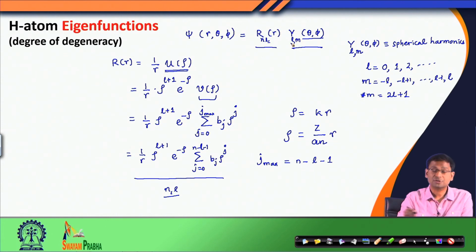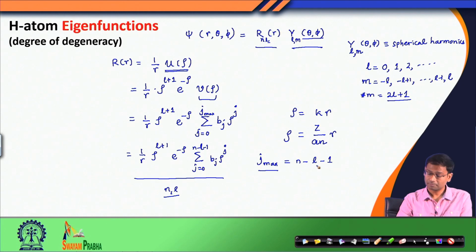Now, both the functions have L in common. So, therefore, there exists a continuity between the two. If you see, for a given value of L, I have 2L plus 1 number of m values. How are n and L related? You see, the maximum value of j is given by n minus L minus 1.